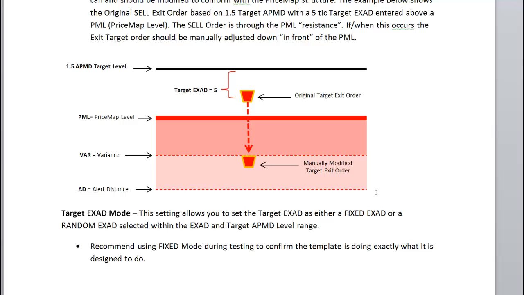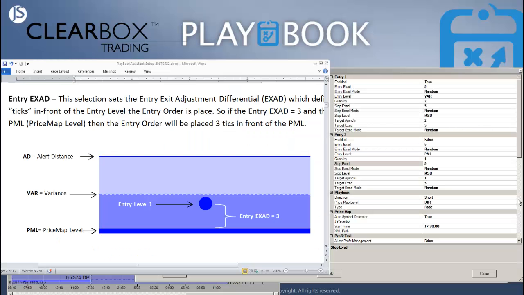And in our example, if we have a target that actually goes through a price map level, and it's a sell, and this is our 1.5 APMD target level. Here's our 5-tick adjustment, and this is our original target exit order. What we'll want to do is manually adjust that. So if it's through the price map level, you can manually adjust it so that it's in front of a price map level. So we go through and we can set our entry EXADs and level.